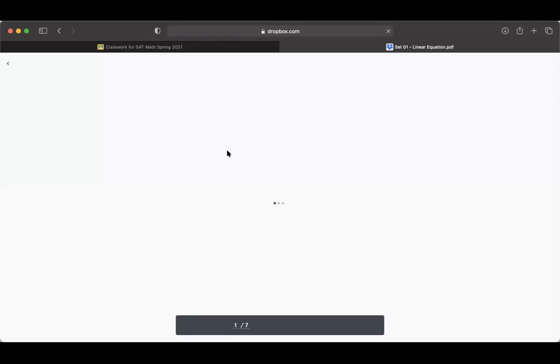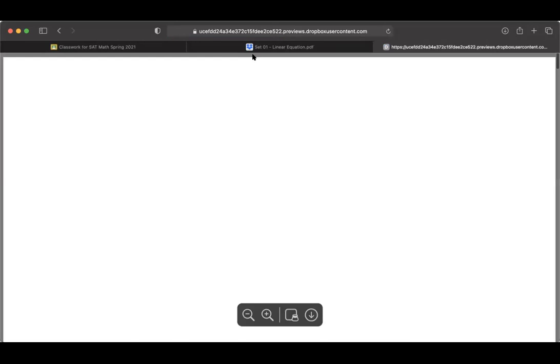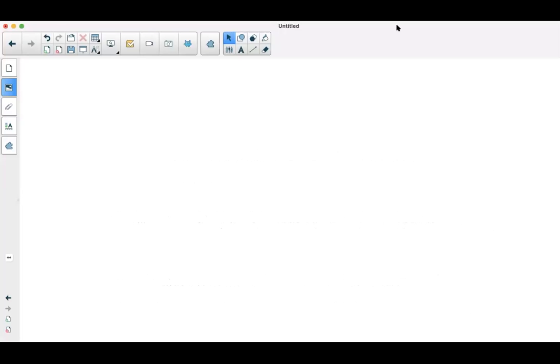So I'm going to look at the first set, and then I'm going to ask if you guys have any questions from set 1. Why don't you shoot them over to me from the chat. Does anybody have questions from the linear equations section?